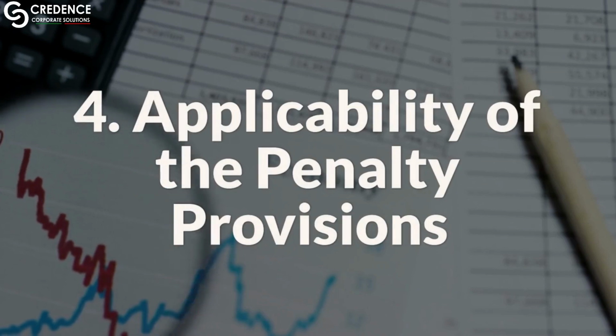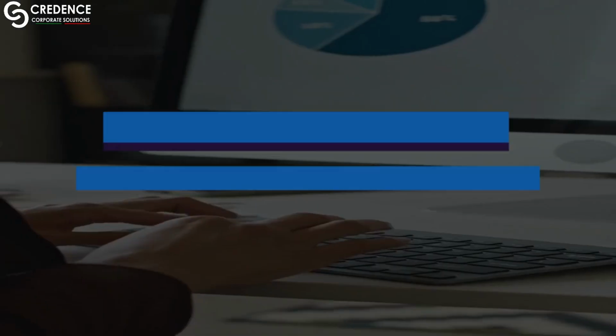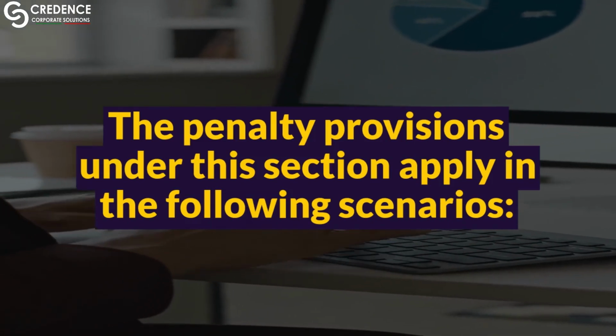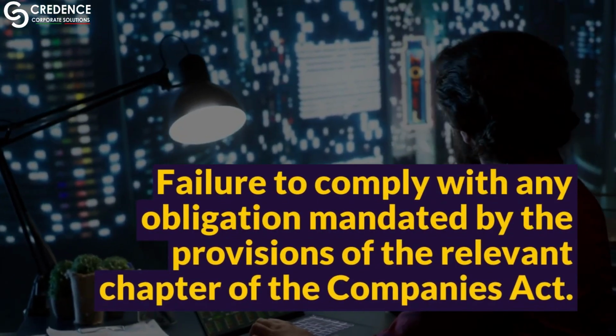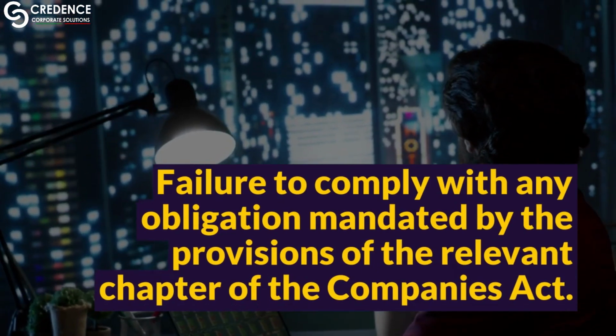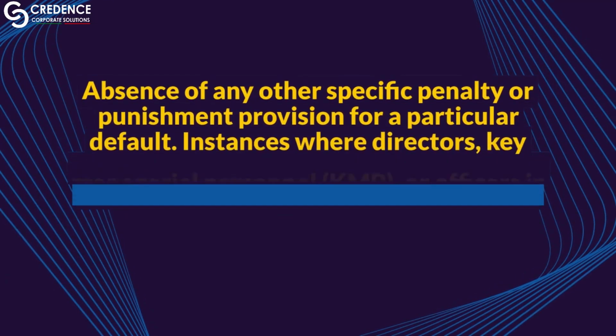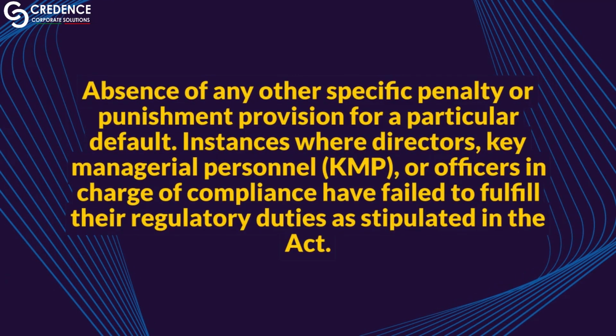4. Applicability of the penalty provisions. The penalty provisions under this section apply in the following scenarios. Failure to comply with any obligation mandated by the provisions of the relevant chapter of the Companies Act. Absence of any other specific penalty or punishment provision for a particular default. Instances where directors, key managerial personnel, KMP, or officers in charge of compliance have failed to fulfill their regulatory duties as stipulated in the Act.